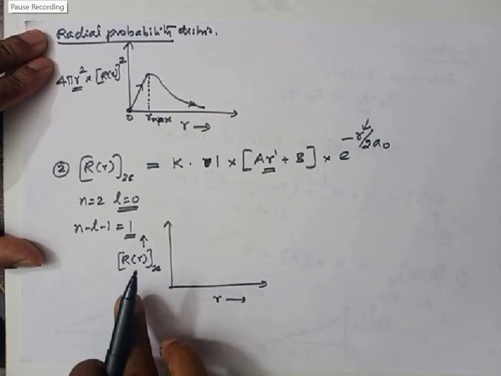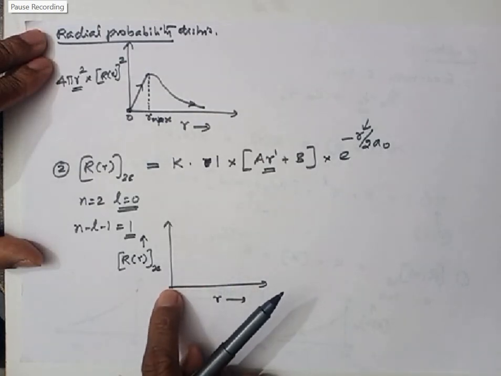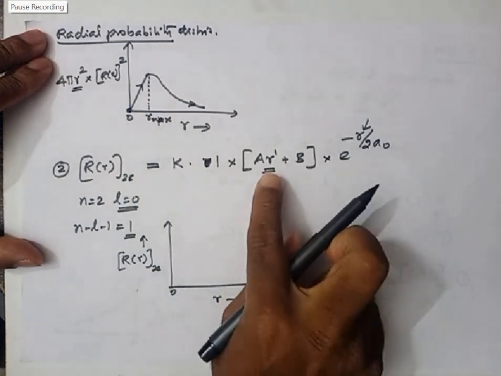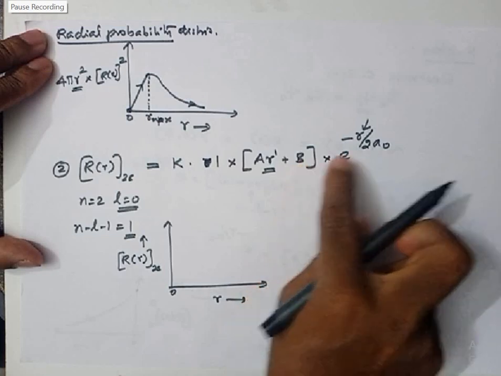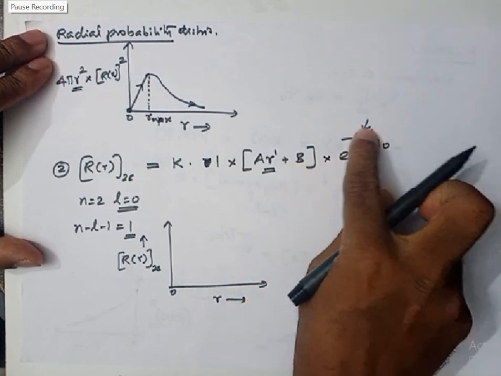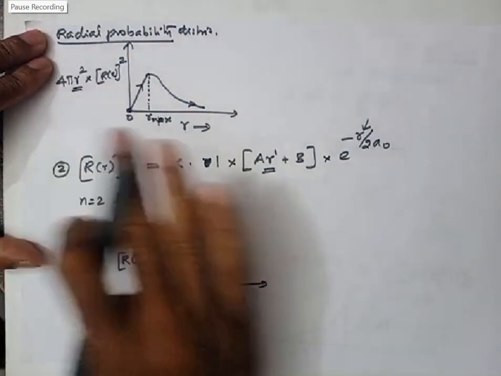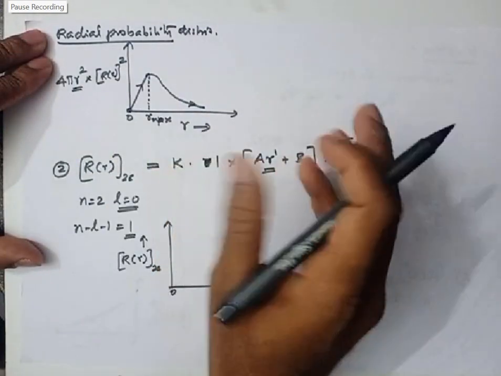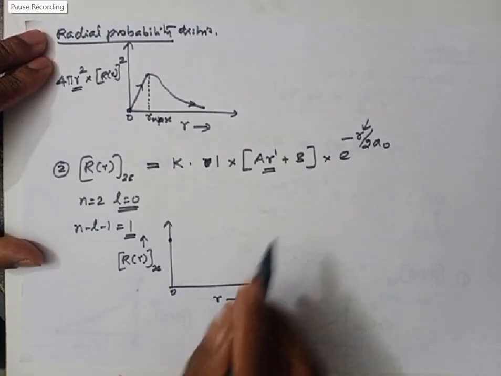So listen, when I put r equal to 0, here r is 0, this becomes 0, but we have b here. If I put r equal to 0, e power 0 is 1, so you will get some value. It does not become 0, you will get some value. So at r equal to 0, you will get some value.